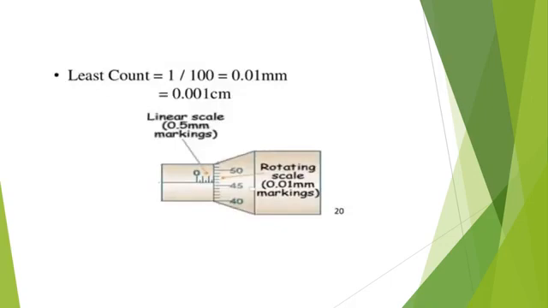As you can see in the diagram below, the pitch of the micrometer is 1 and the total number of circular scale divisions is 100. Thus, the least count is 1 by 100, which is equal to 0.01 millimeter, equal to 0.001 centimeters.